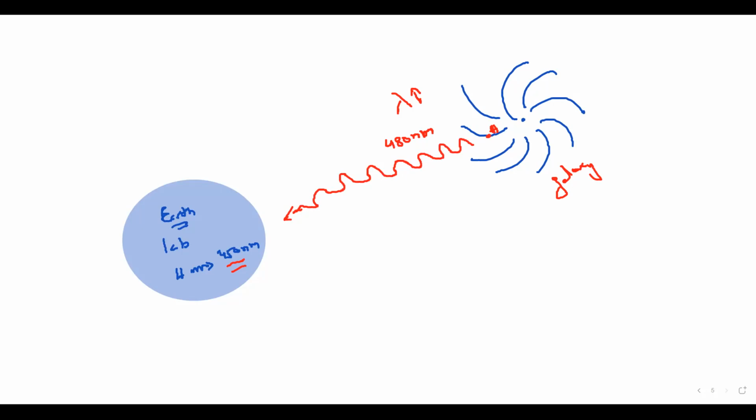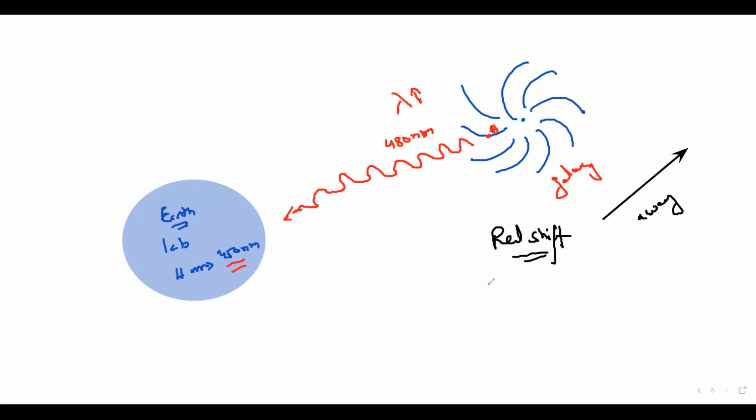So when the wavelength increases, it means the source is moving away from us. So this galaxy is moving away from us. And whenever galaxies are moving away from us, we call that a red shift. Most of the galaxies around us are moving away from us. So that's why we conclude that the universe is expanding.